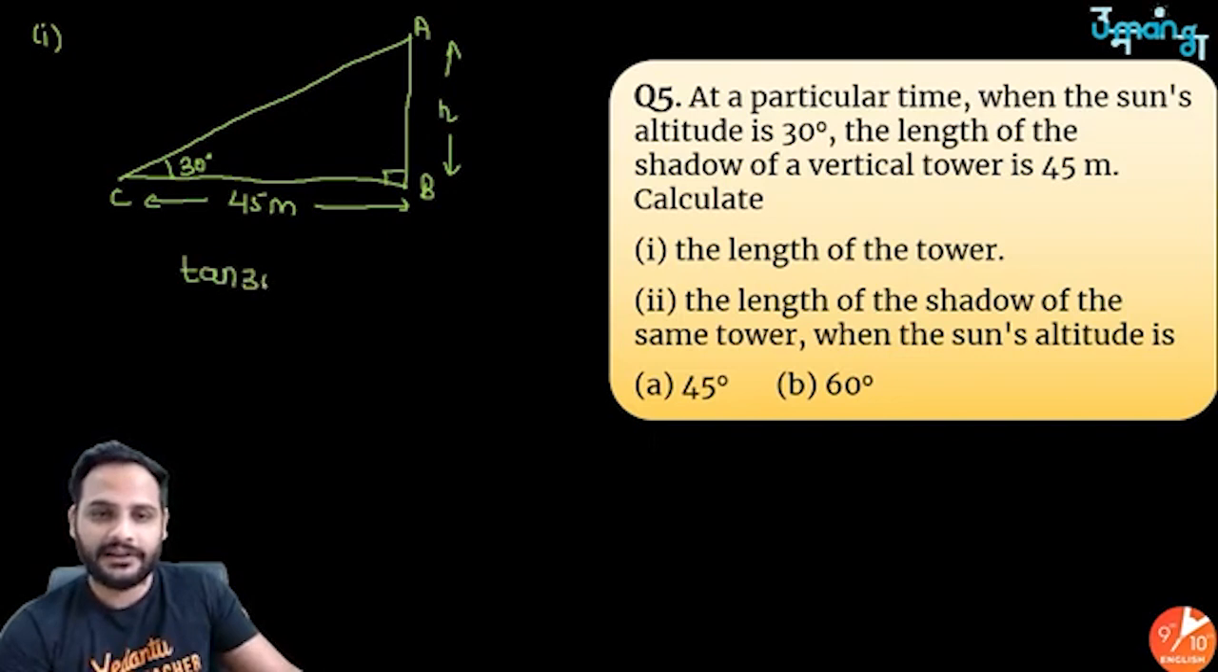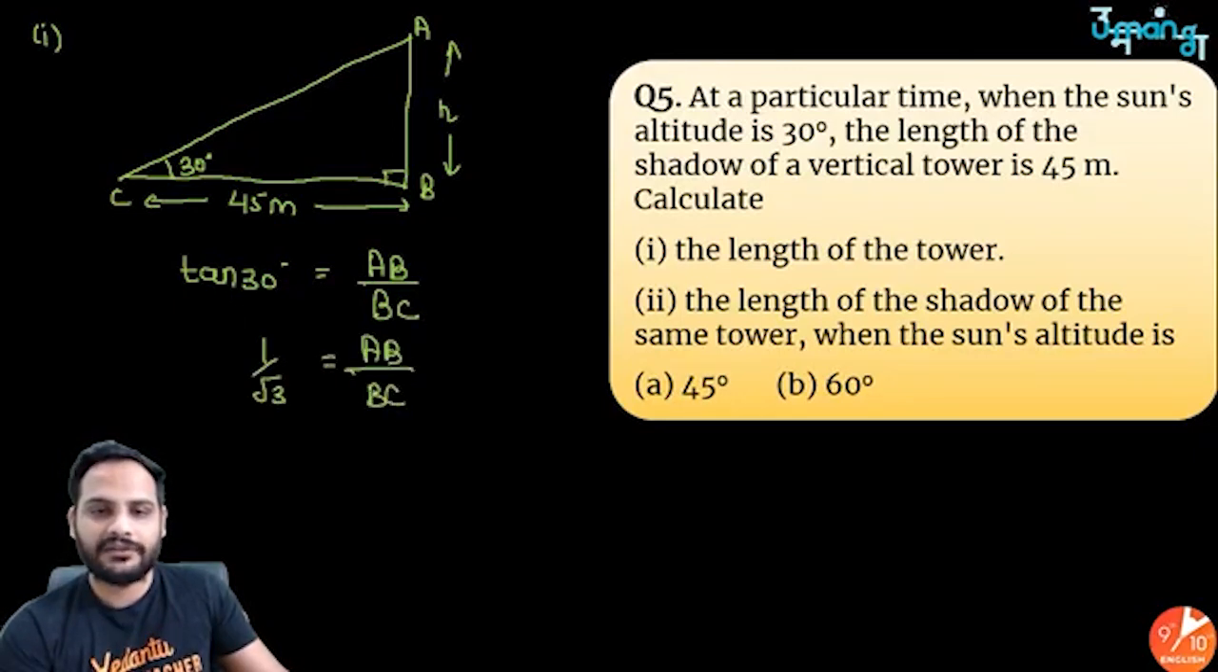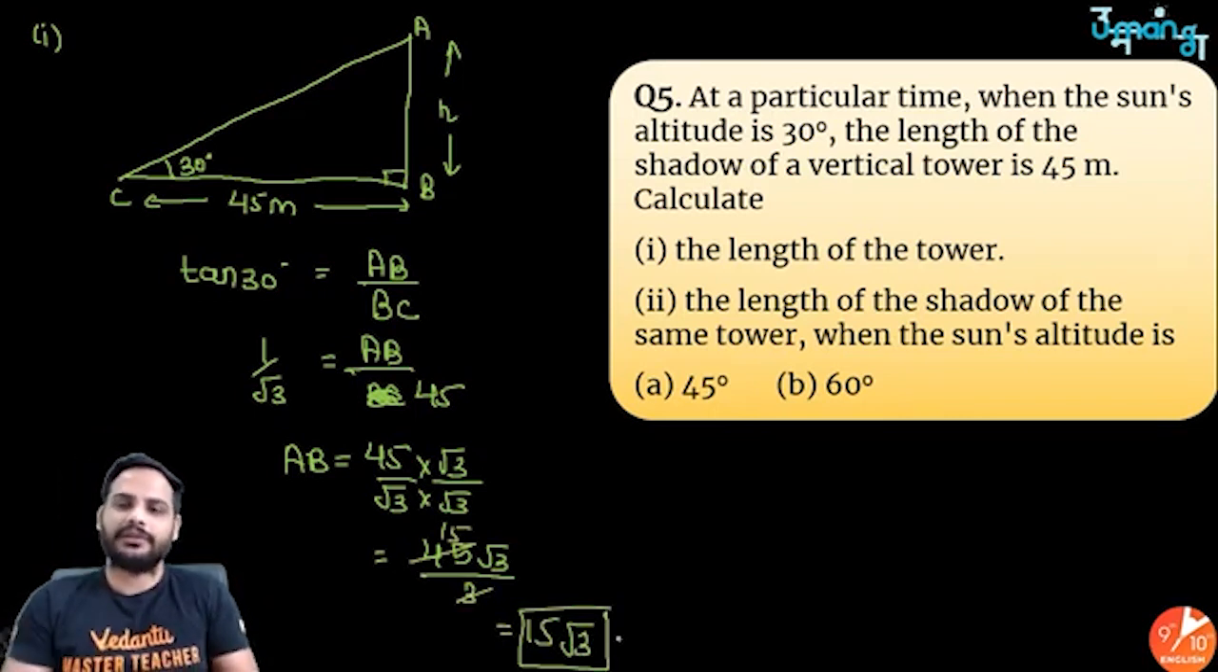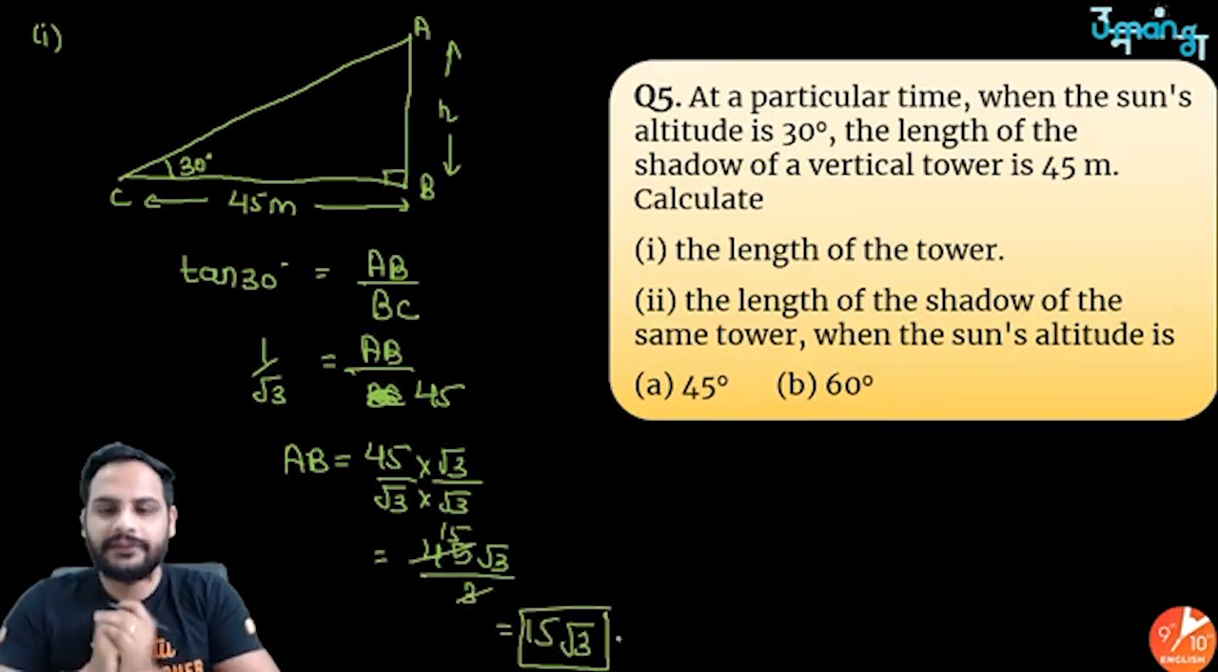So tan 30 degrees is equal to AB upon BC. Tan 30 is 1 by root 3, equal to AB upon BC. BC is what? Sorry, 45. So AB will be equal to 45 by root 3. If you want, you can simplify this by rationalizing it, so you will get 45 root 3 by 3, which is 15 root 3. So the height of the tower is 15 root 3 meters.